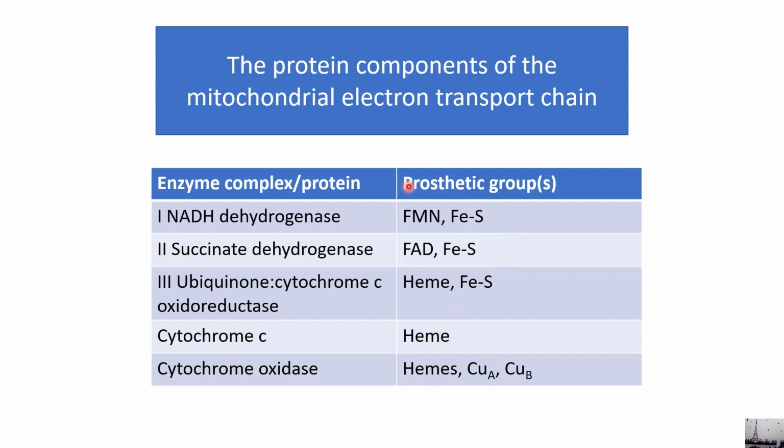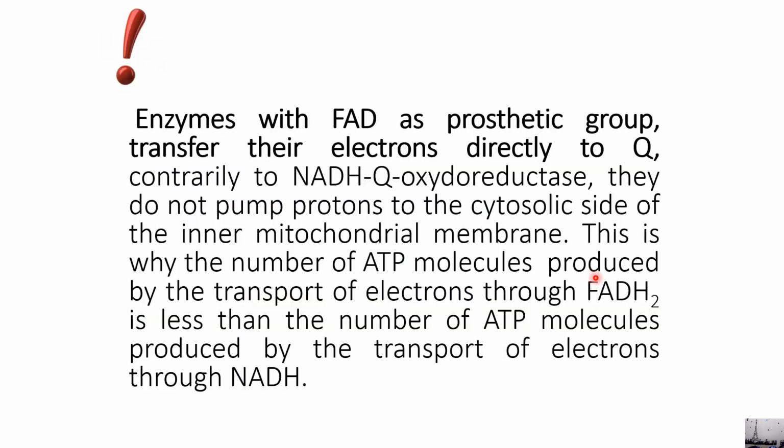So, what are the prosthetic groups of these enzyme protein complexes? NADH dehydrogenase has FMN and FeS. Succinate dehydrogenase has FAD and FeS. Ubiquinol-cytochrome C oxidoreductase has heme and FeS. Cytochrome C also has heme. Cytochrome oxidase has heme, CuA and CuB.